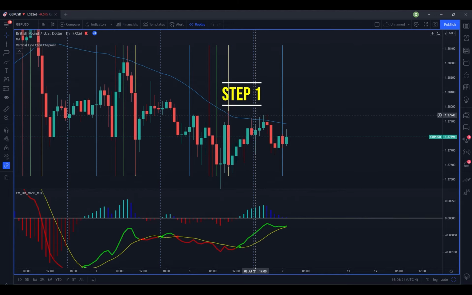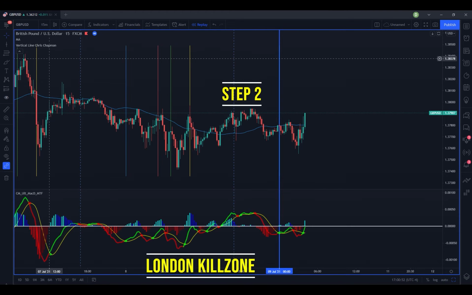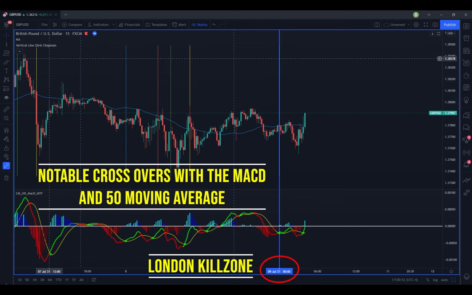Starting with step 1. As you can see, the crossover has been identified on the MACD, circled here. But you can see the 50 moving average did not cross and it is not in the Killzone time. So we wait for confirmation. Step 2. We have entered the London Killzone, circled here. With the MACD and 50 moving average crossover in the Killzone times, we have confirmation to proceed with the order.